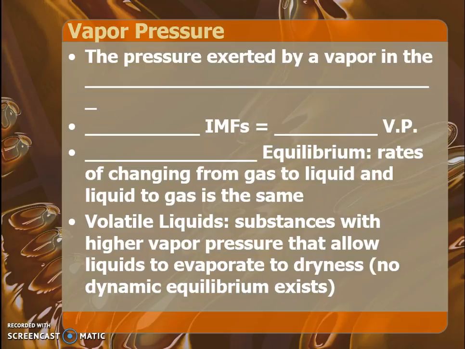Okay, so we need to talk about vapor pressure here too, because vapor pressure is real important in this phase diagram, because we're changing from a liquid to a gas, right? From a gas to a liquid. So vapor pressure, we talked about it during the gas laws, is the pressure exerted by a vapor in the space directly above a liquid.